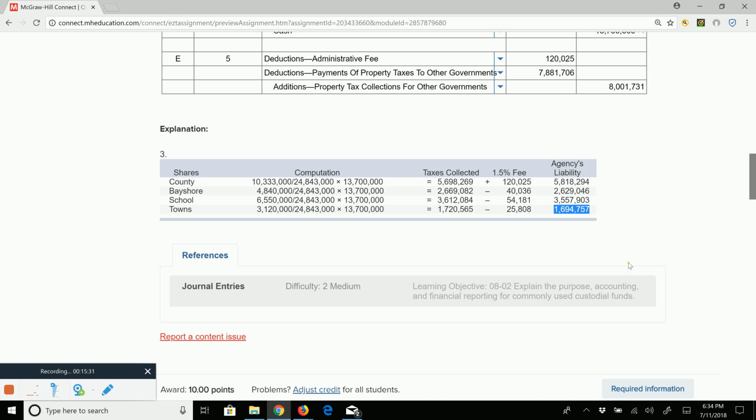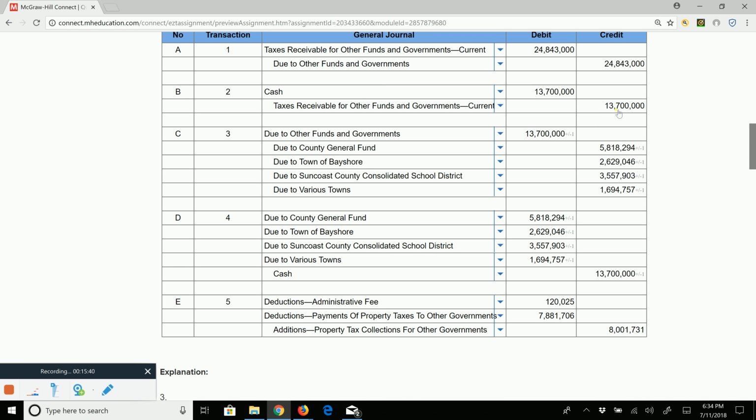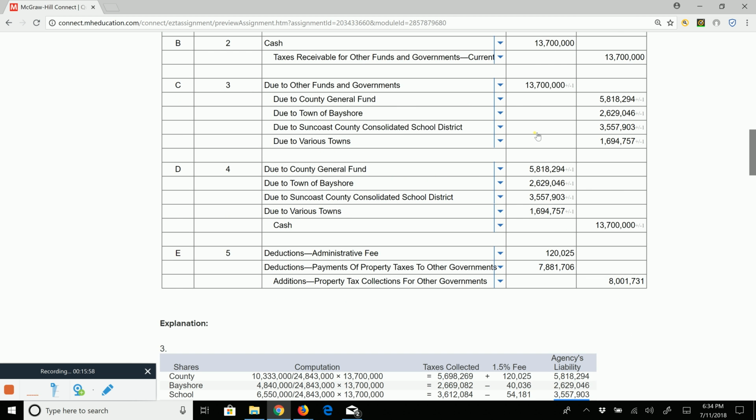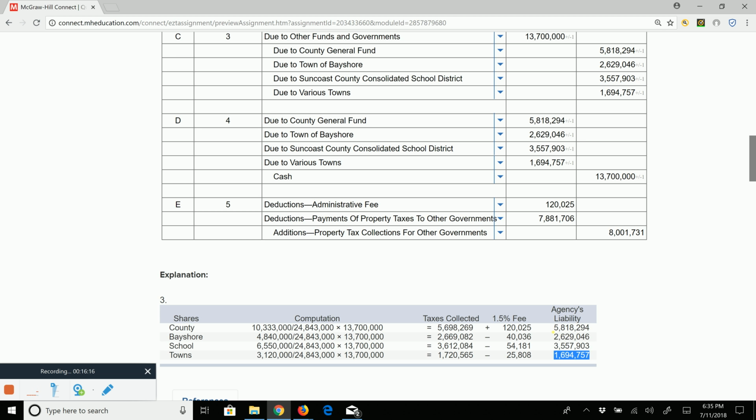Okay, so with this handy table, we are now going to figure out of the $13.7 million that we collected on behalf. What we're going to do in the custodial fund is, journal entry 3, we're going to debit the big liability, let's call this the master liability, due to other funds and governments. And we're simply going to break up the big master liability into little mini liabilities due to the general fund, due to the town, due to the school district, due to the other various towns. And where do these numbers come from? For the mini liabilities, they came from the last column on the table that we just calculated. All right, and then if you take a look at journal entry 4, we take those liabilities and we're going to pay them.